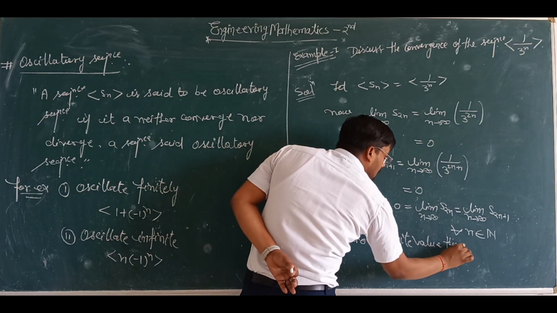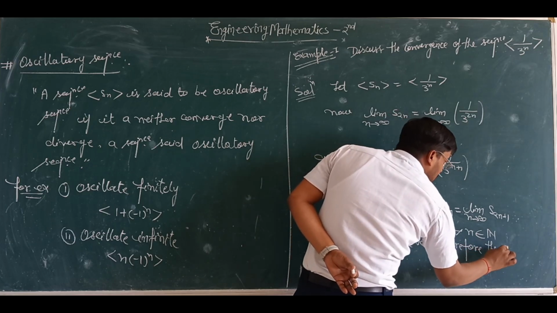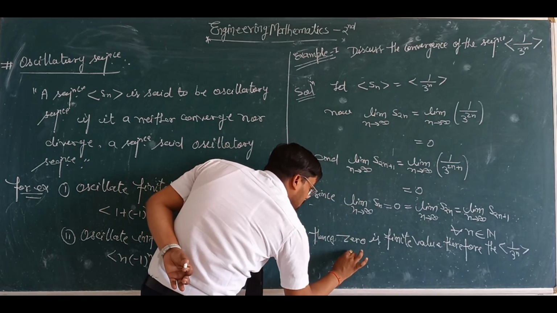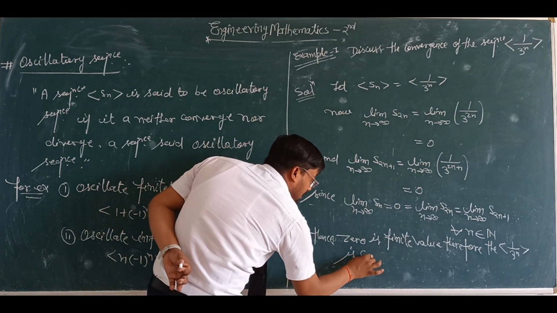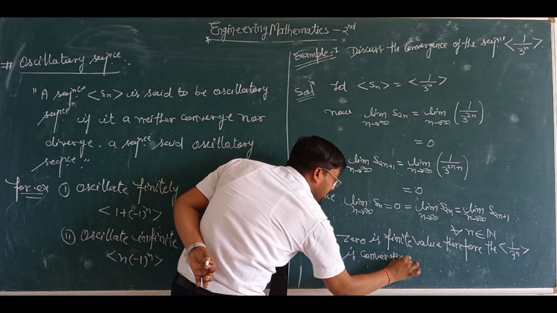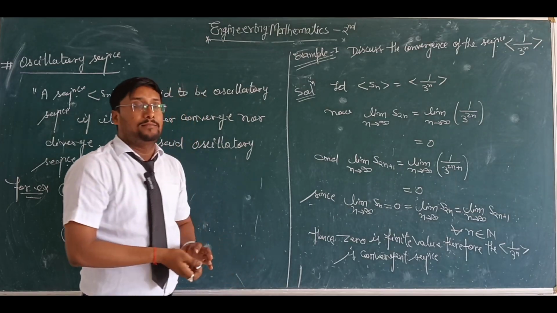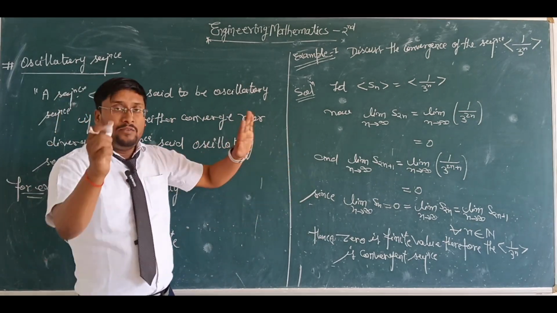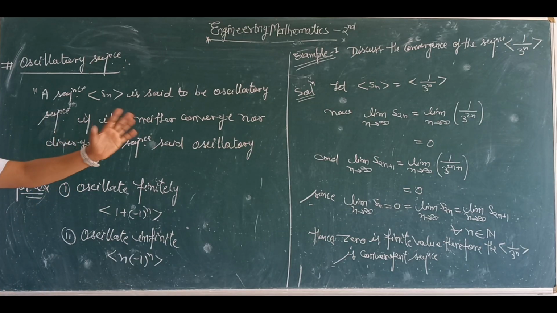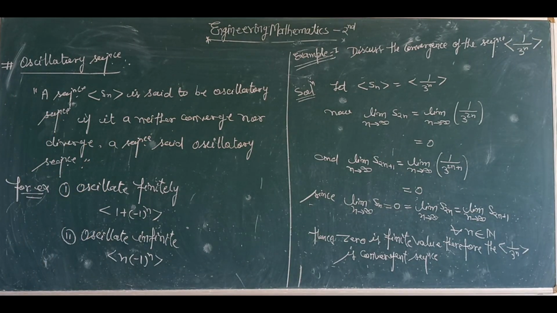Therefore, the sequence 1 upon 3 to the power n is a convergent sequence. Hence proved. Now first of all, you can note down the first numerical related to the convergent sequence. Now I will discuss the next numerical problem related to convergent and divergent.